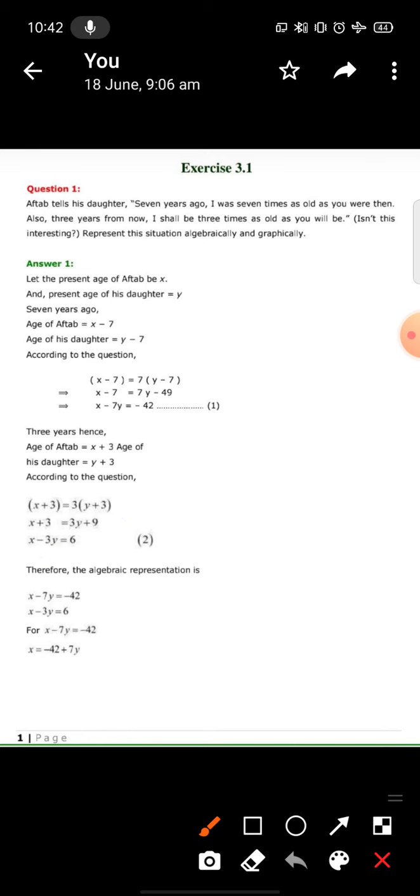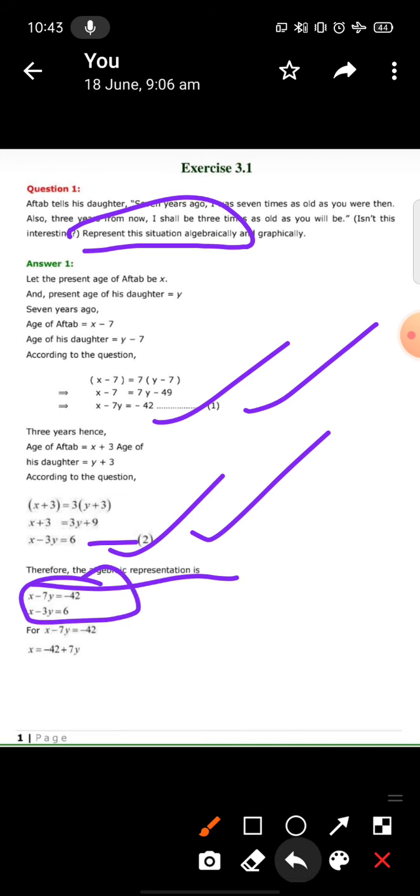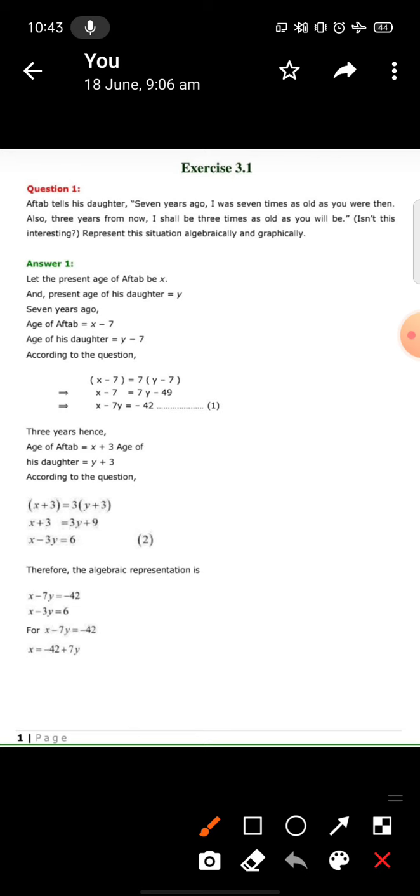Okay, now we got two equations, the first one is this and the second one is this. Okay, so we have to plot these equations in graphical form. So this represents the situation algebraically. The first part of the question is complete. Therefore the algebraic representation is this and this. Okay, you can write that. So the first part of the question is complete.